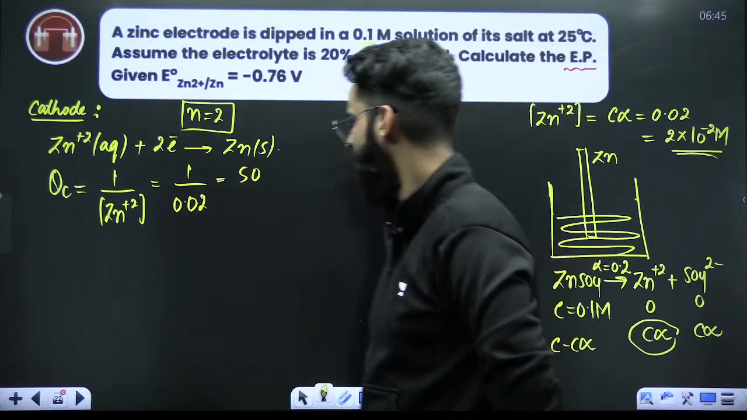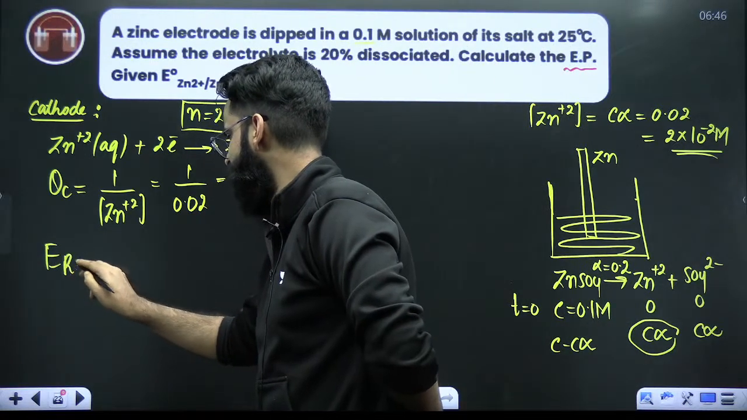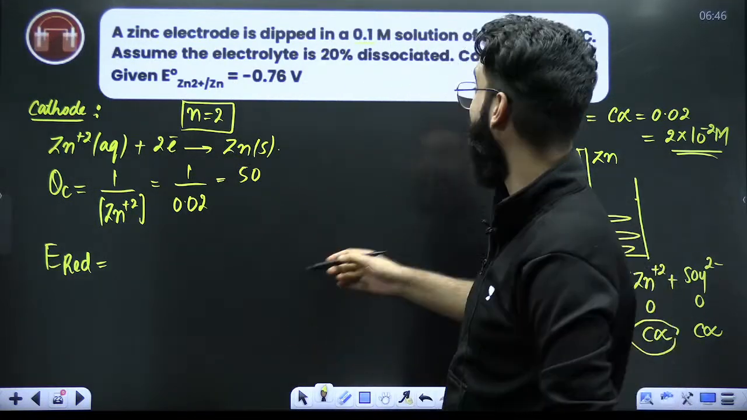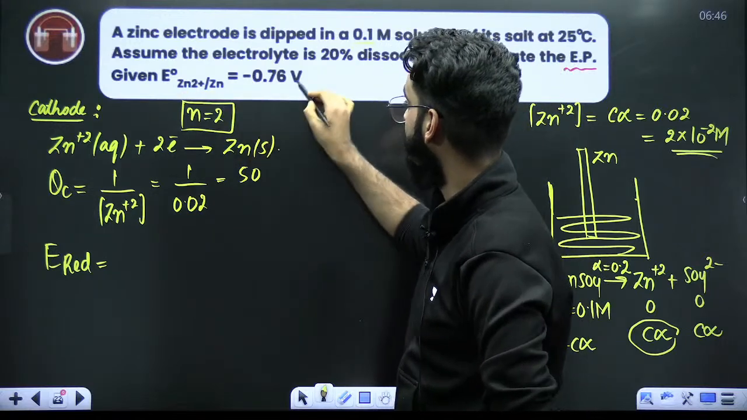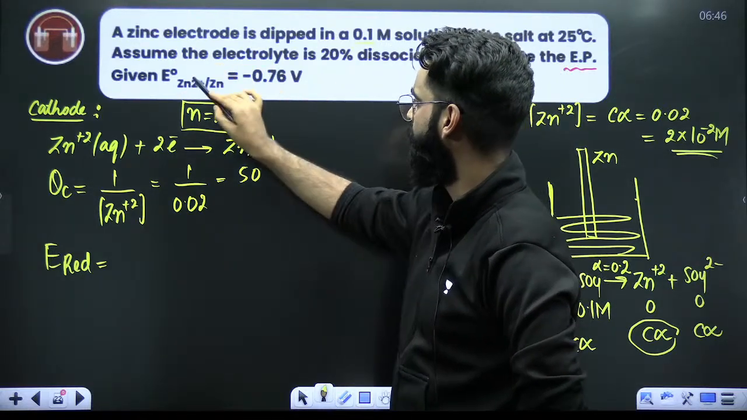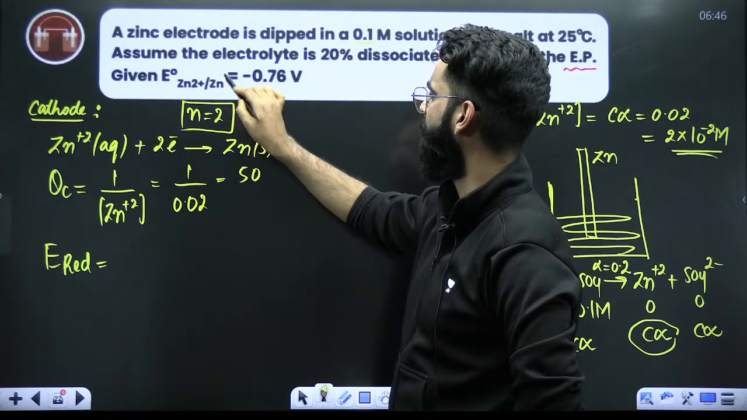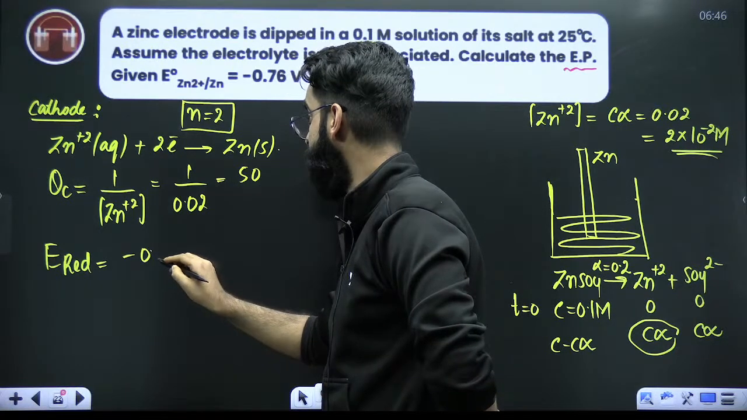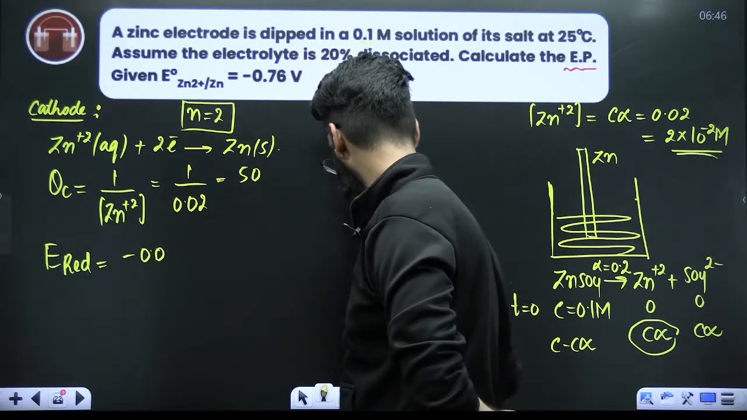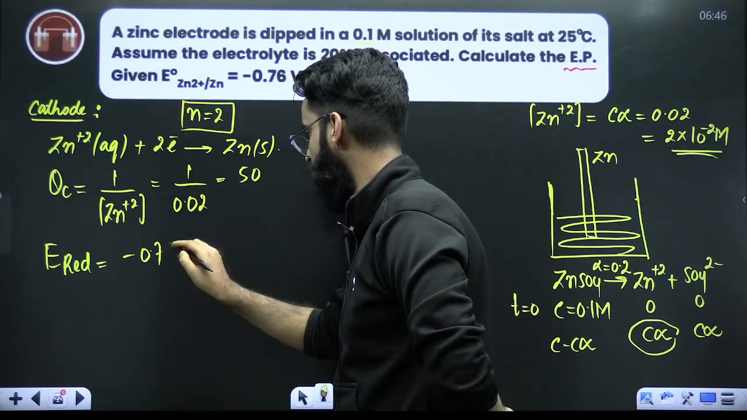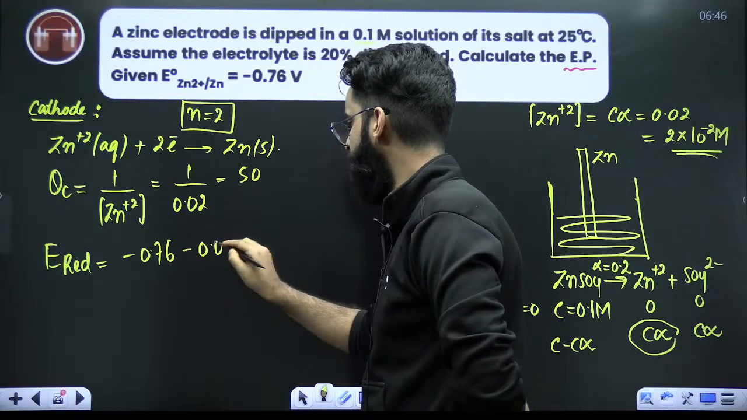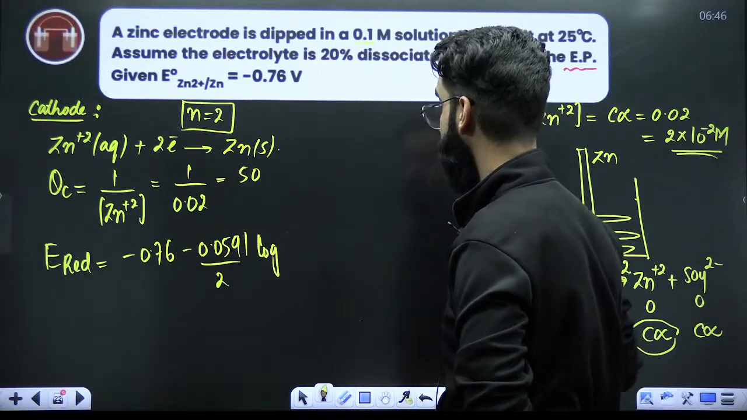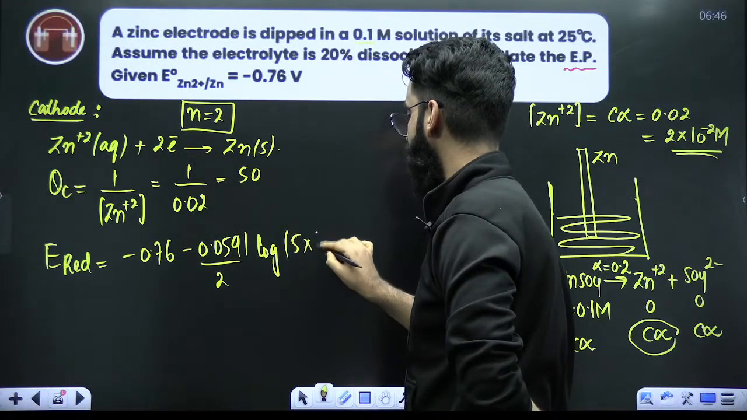Now if I got the QC value, I'll simply write the Nernst equation. Nernst equation says that E red, the reduction potential of the half cell, is equal to E naught red, the standard reduction potential. Check this particular value. Is this SRP or SOP? Plus 2 to 0 means decrease in the oxidation state, reduction. So this is SRP, right? And I need SRP only. So it is minus 0.76. So this is E naught red minus 0.0591 divided by N value, which is 2, times log of QC. QC value is how much? QC value is 50. 50 can be written as 5 into 10.